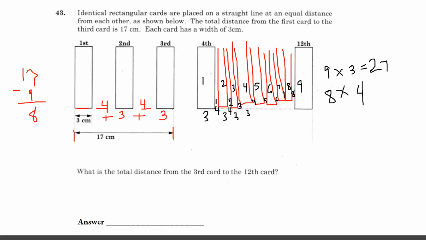Remember, it's from the 3rd to the 12th. So we must calculate this space here. So we actually have a total of 9 spaces. And 9 by 4 is going to give us 36. And all we need to do is add 27 and 36 to find out the total distance. And that's going to give us 63. So the answer is 63. 7 plus 6 is going to give us 13. 2 plus 3 is 5 and 1 is 6.